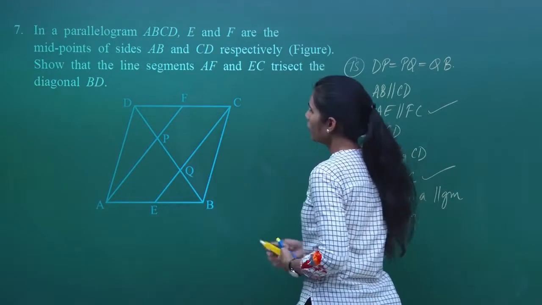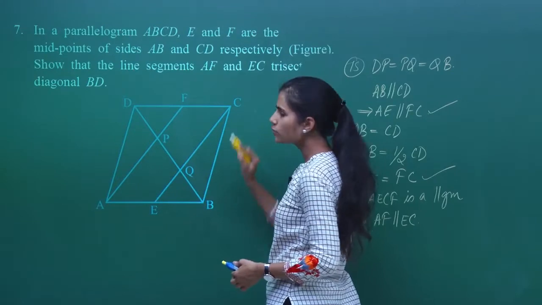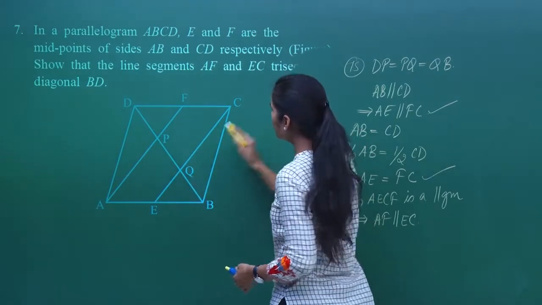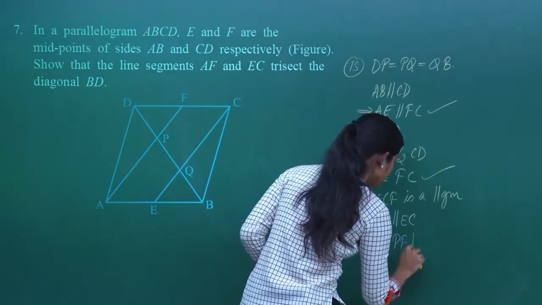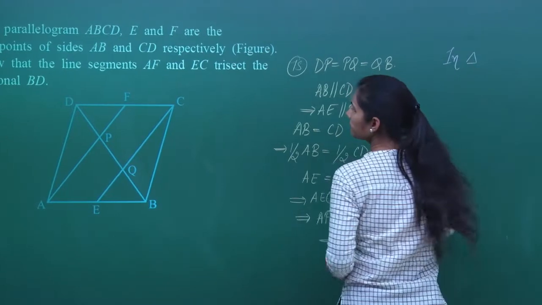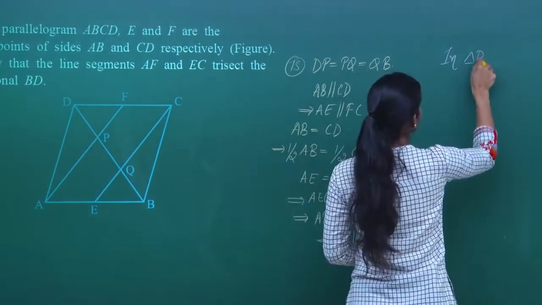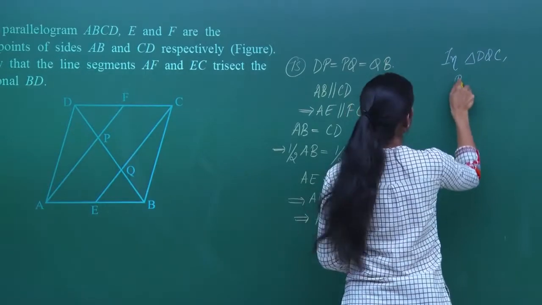Fine. The moment I have AF is parallel to EC, any part of AF is parallel to any part of EC. So, I have PF is parallel to QC. Focus in the triangle DQC. In this triangle we have, as I just said, PF is parallel to QC.